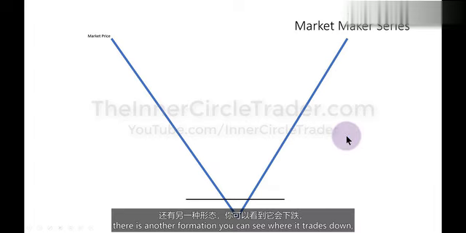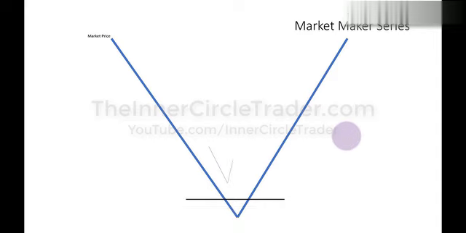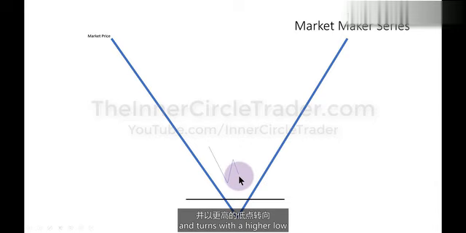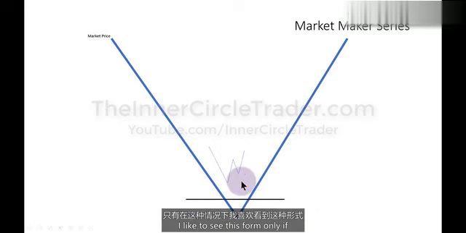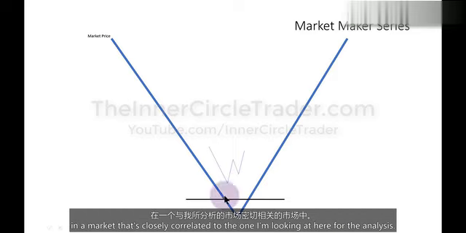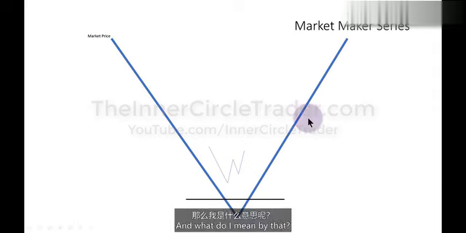Conversely, there is another formation you can see where it trades down, comes off the low, and turns with a higher low and starts to trade higher. This one here, I like to see this form only if there is an SMT divergence, that would be in a market that's closely correlated to the one I'm looking at here for the analysis. And what do I mean by that?